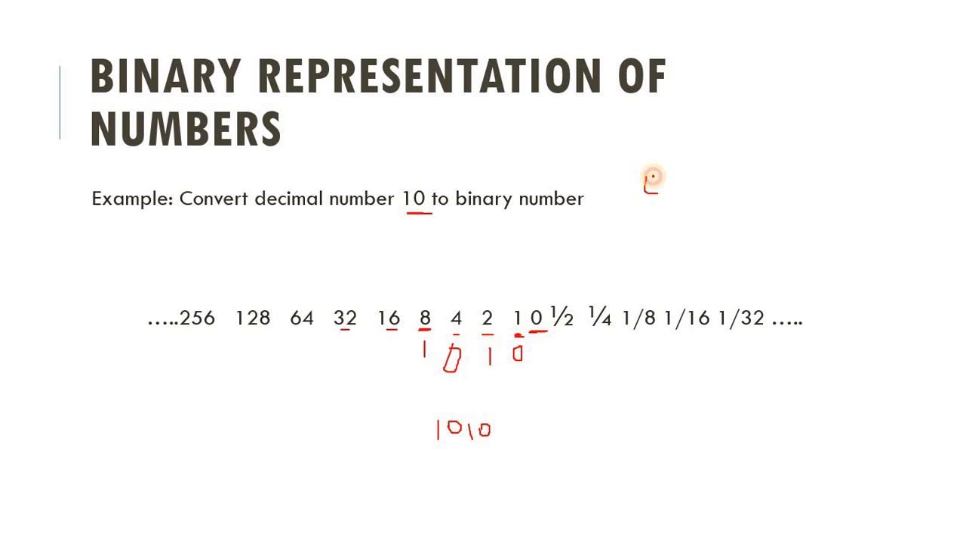Suppose we have to convert 0.125 into binary. For that we'll start with 1 by 2. 1 by 2 is not 0.125, so we'll write 0 here. Then 1 by 4 is not 0.125. Then 1 by 8 is 0.125, so we'll write 1 here. So the binary number becomes 0001. So this is how we can easily convert decimal to binary. This is the overview of that. I hope now you are clear with how we can convert decimal to binary.